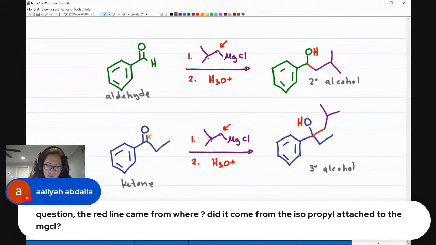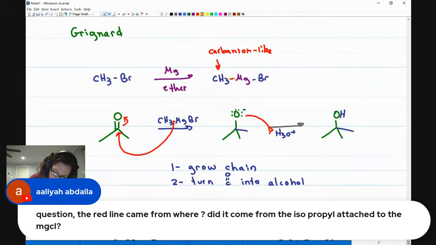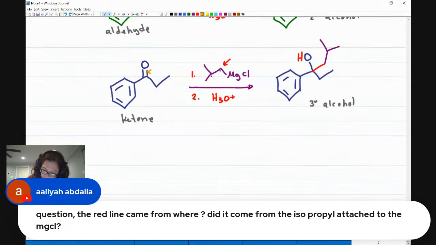The red line came from where? Did it come from the isopropyl attached to the MgCl? Yes, the red line represents the electrons that form the bond between the incoming group and the carbonyl. So if we go back to the mechanism, the electrons between carbon and magnesium, those are the electrons that do the attack. So you see how I have it here forming an attack? That would be these electrons right there forming that new bond, connecting those two.